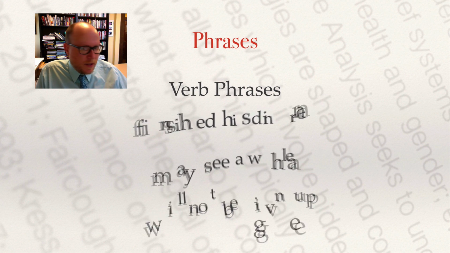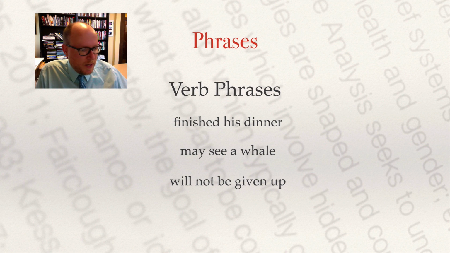With verb phrases, it's going to be similar. It's going to be any action plus its object. Finished his dinner. Finished what? His dinner. So finished his dinner is the verb phrase there. It's a group of words that functions as a verb.